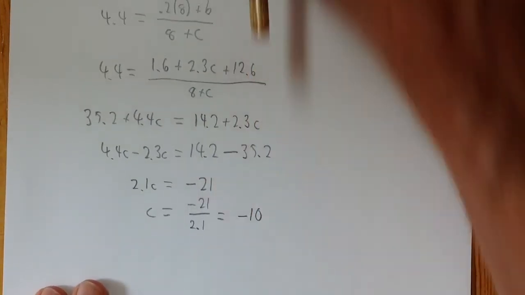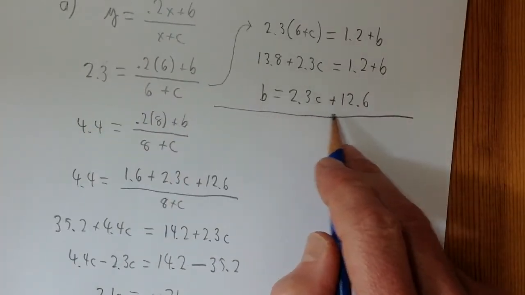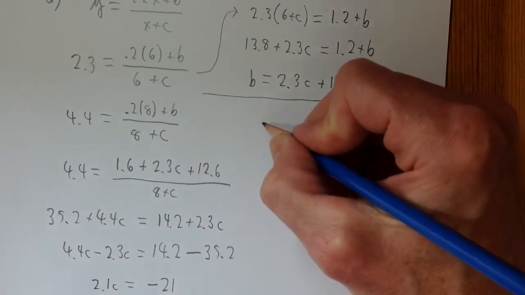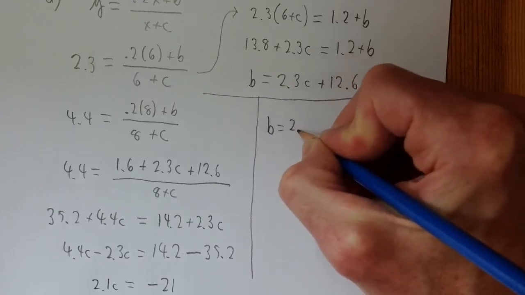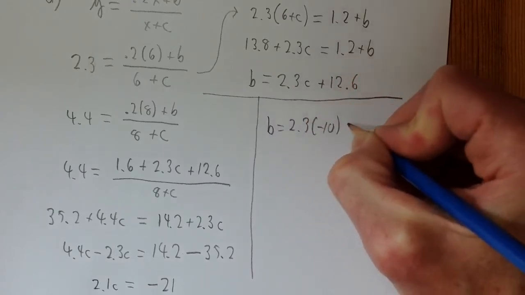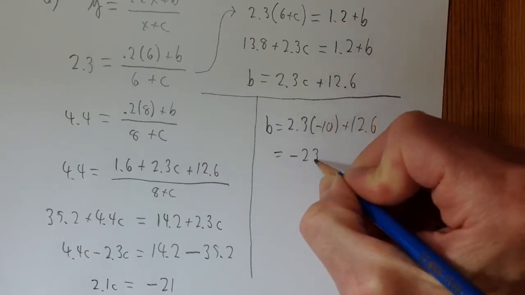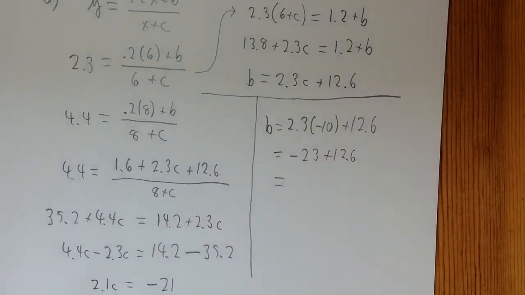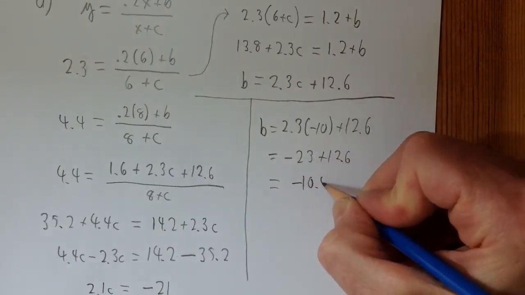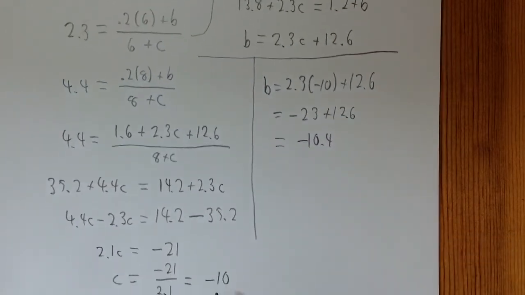Now we have our linear model. We know, oh, no, now we got to know what b is. B is 2.3c plus 12.6. C is negative 10. So finally, b is 2.3 times negative 10 plus 12.6. That's negative 23 plus 12.6, and that is 12.6 minus 23. I get negative 10.4. So B is, wow, they're really close. B is negative 10.4, C is negative 10.